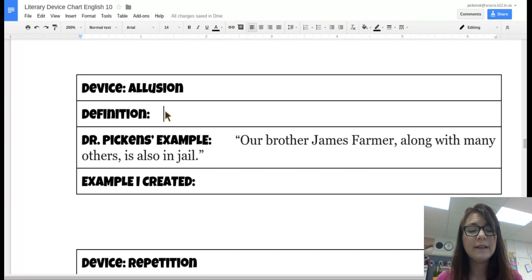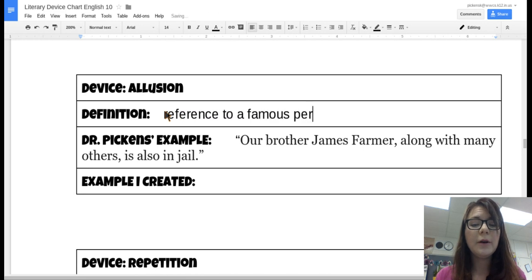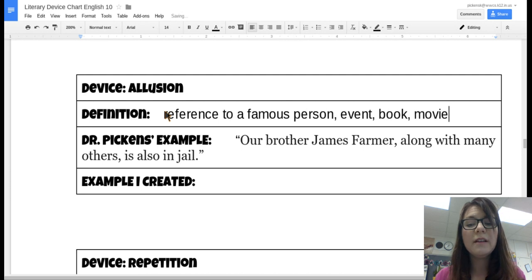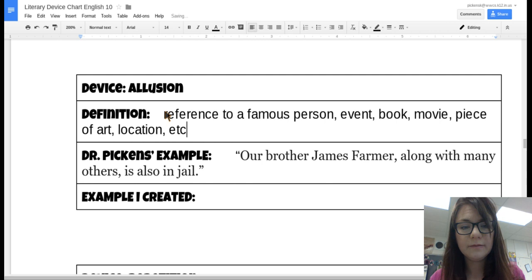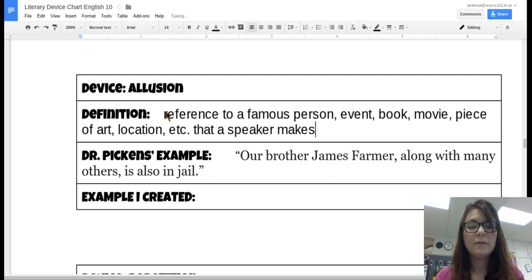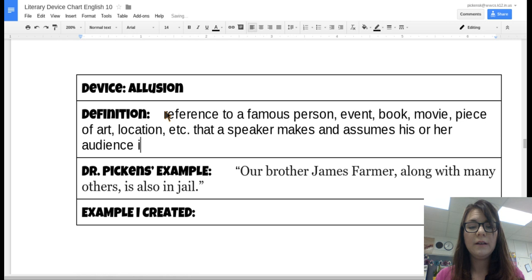Okay, the first device that we're going to look at is called an allusion. And an allusion is a reference to a famous person, event, book, movie, piece of art, a location, etc., that a speaker makes and assumes his or her audience is familiar with.